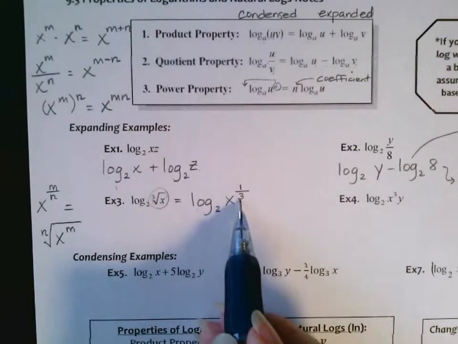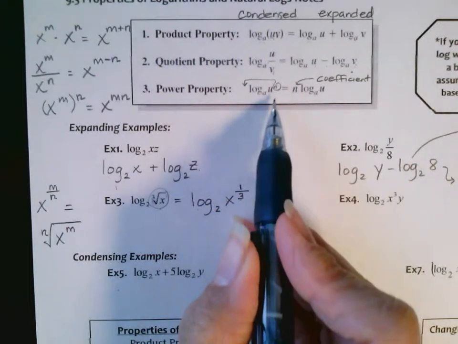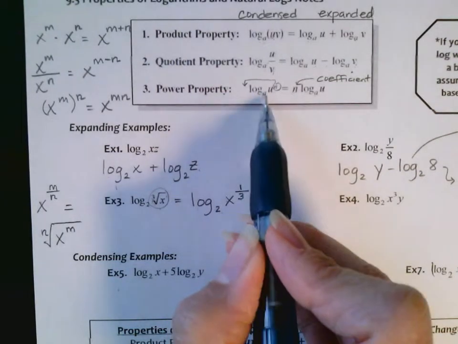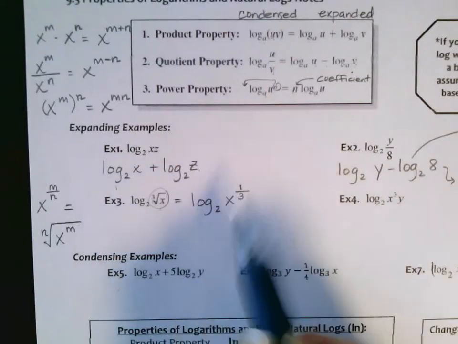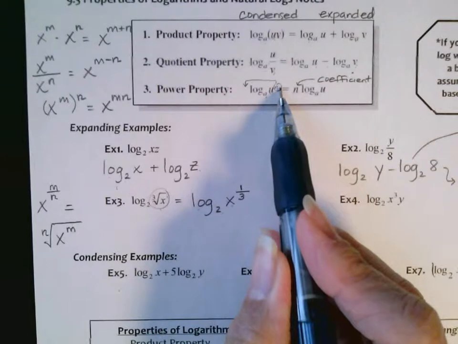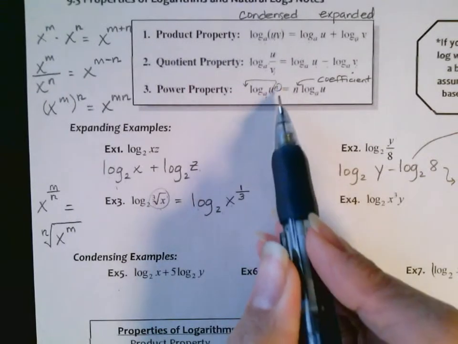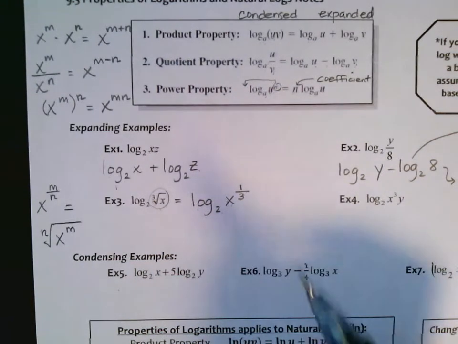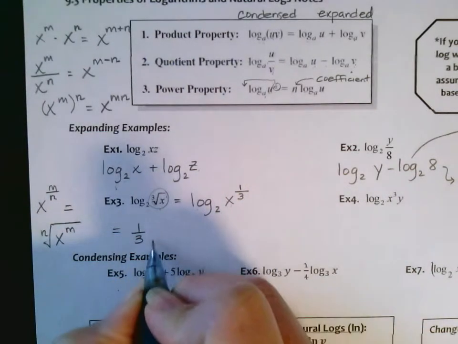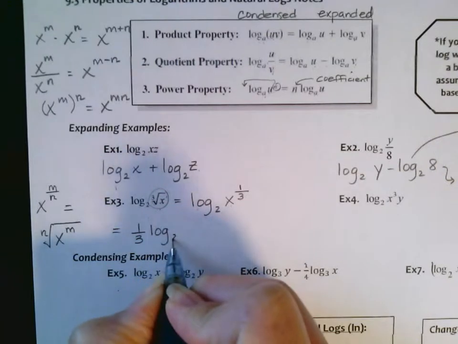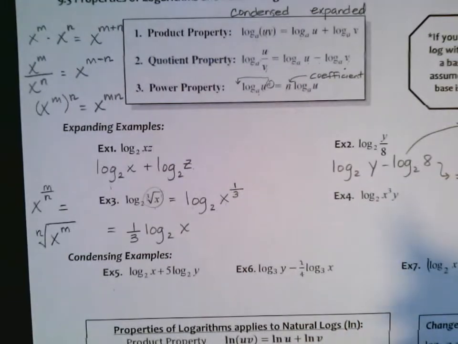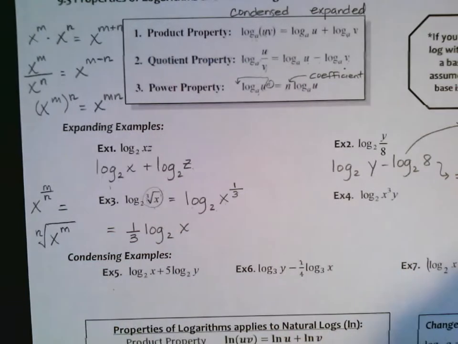Why did I do that? Because I'm trying to have you see this problem like that. Log base 2, so my a is 2 in this problem. X is replacing the u, the 1/3 is replacing the n up here in our property box. So what we're supposed to do is take that exponent and move it to the front. So 1/3 became the coefficient: 1/3 times log base 2 of x. And there's nothing else we can do with regards to that problem.